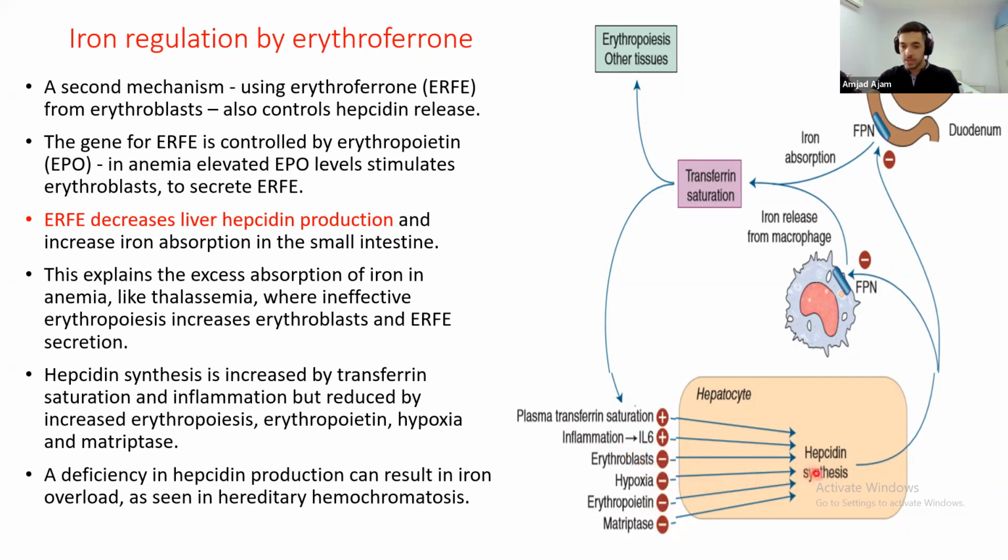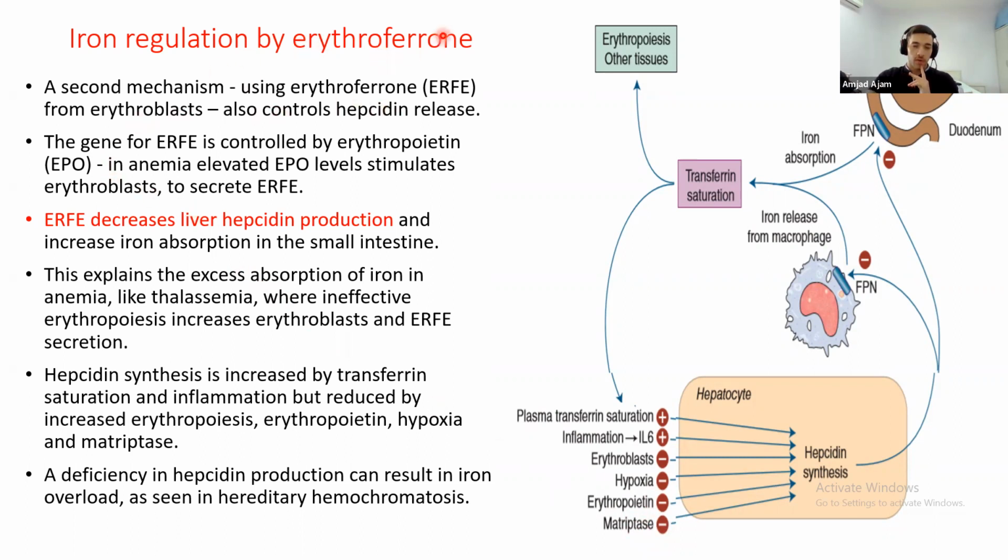Things that inhibit hepcidin synthesis include erythroblast. How does it inhibit hepcidin? By producing erythroferrone. Also hypoxia, because we said we need oxygen, so we need more iron in order for oxygen to bind. Erythropoietin, which is the hormone for erythropoiesis, will inhibit the hepcidin because we require more iron. And matriptase, as we talked in the previous slide.